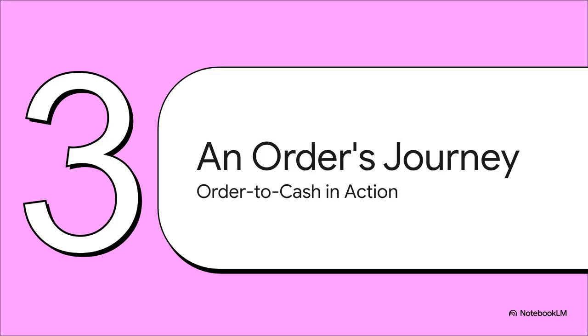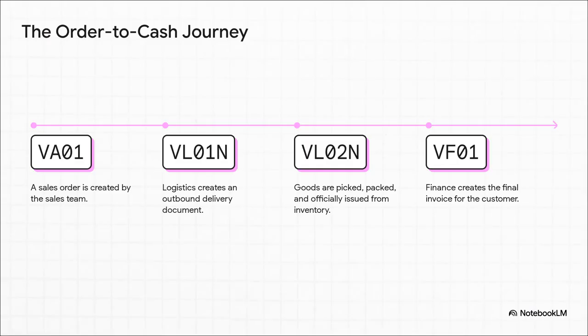All right, so we've built the brain and we've connected it to the company's wallet. Now, let's actually watch it work by following one single order on its journey, all the way from creation to cash in the bank. This right here is the daily life of the system. It all kicks off with VA01, where someone creates a sales order. That sends a signal to the logistics team to create a delivery in VL01N. Then, using VL20N, they post the goods issue. That's the moment the product officially leaves your inventory. And finally, that event gives the green light for finance to create the invoice in VF01.